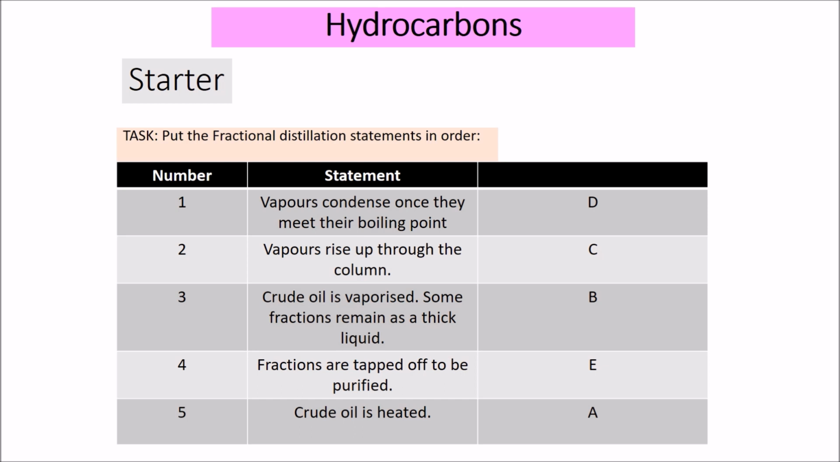So petrol and diesel and tar, for example, are all fractions of crude oil. So they're all contained within crude oil, but then you get them out when you fractionally distil crude oil. Gosh, that was a mouthful.